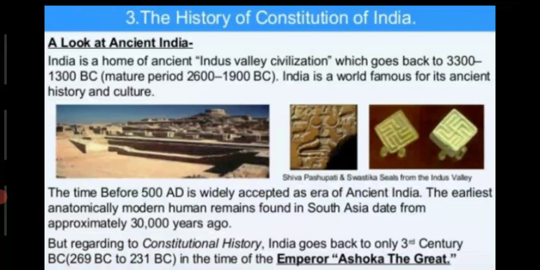The earliest anatomically modern human remains found in South Asia date from approximately 30,000 years ago. But regarding constitutional history, India goes back to only the 3rd century BC, 269 BC to 231 BC, in the time of Emperor Ashoka the Great.